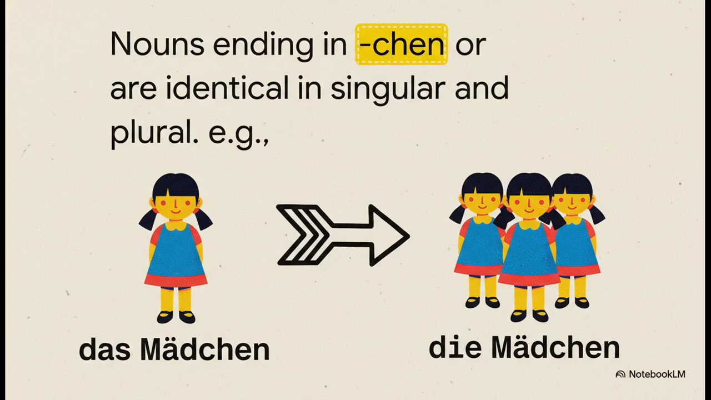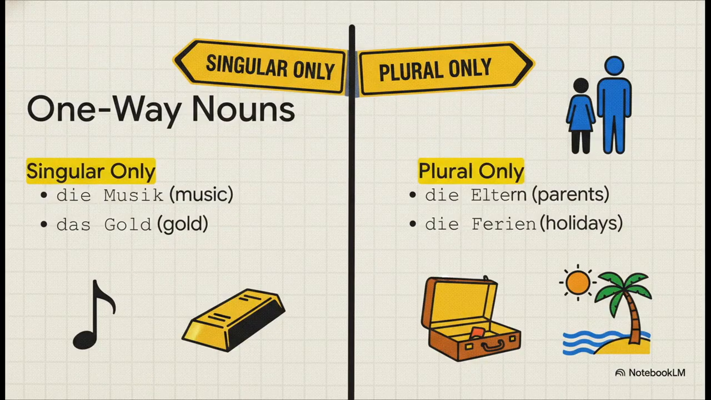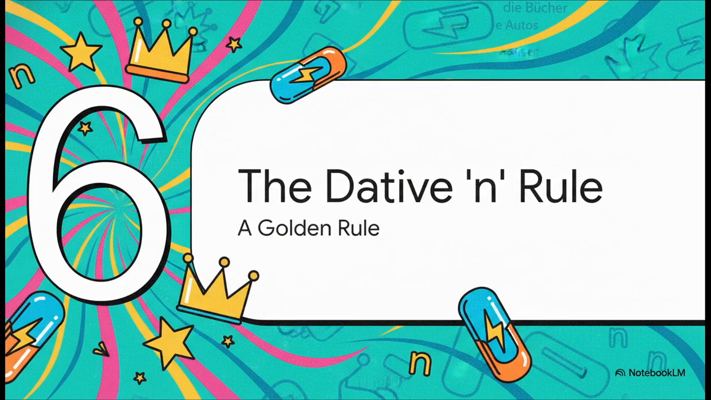How easy is that? And then you've got these one-way nouns. They only exist in singular or in plural form. For example, you can't have 2 musics or 3 golds, so abstract ideas and materials are usually singular only. On the flip side, words like die Eltern, parents, or die Ferien, holidays, are just inherently plural. You can't have just one parent in German. It's a collective noun.